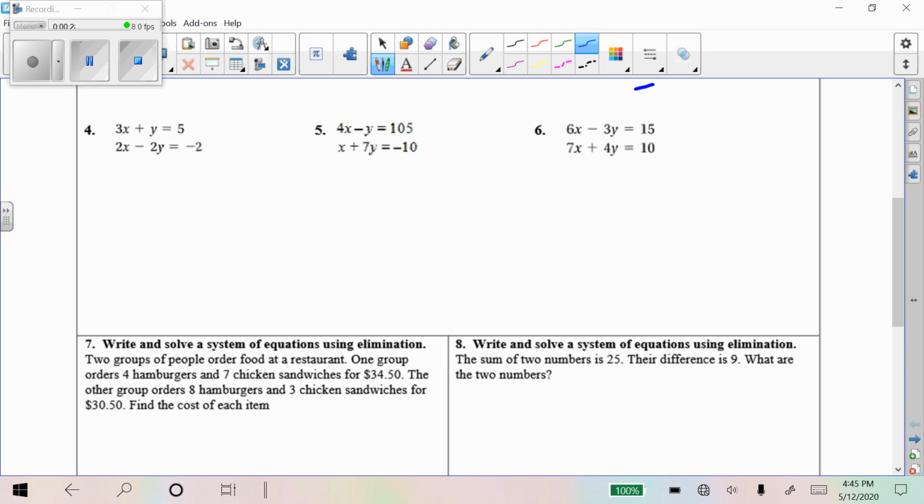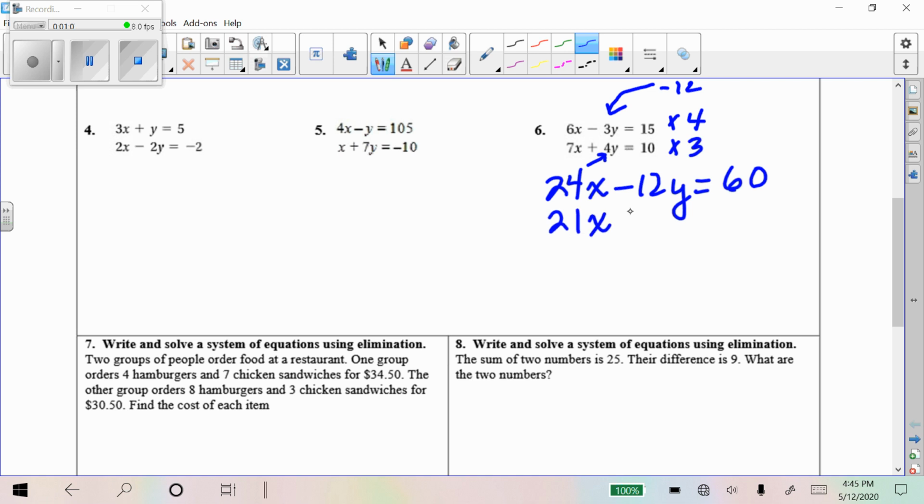So here's what I'm thinking. If I multiply this top row by 4, that'll give me negative 12, right, where my arrow is pointing. Here, I'll show you what that is. So if I multiply the top row by 4, I get 24x minus 12y equals 60. If I want positive 12 right there, I would multiply the bottom row by 3. That gives me 21x plus 12y equals 30.